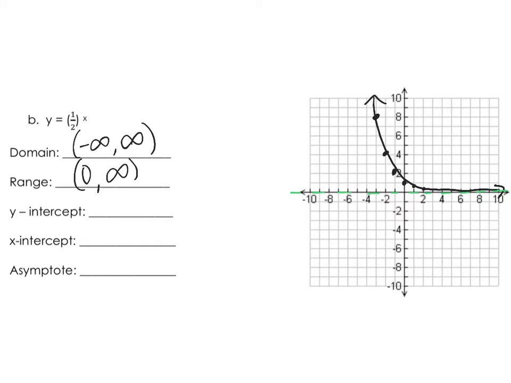Our y-intercept again was at (0, 1). Make sure you write it as a point, an ordered pair. The x-intercept, it looks like we were never touching that x-axis, so we would say none. Then our asymptote, we have to say it as y equals, because it's a horizontal line. We were getting really, really close to 0, but we were never touching it, so that is where our asymptote is.